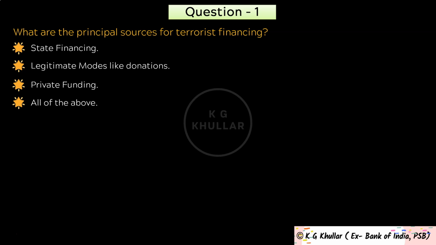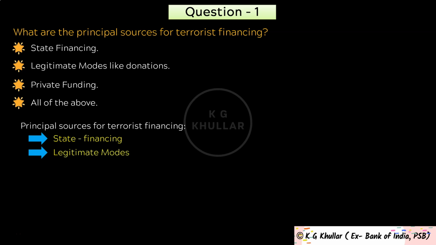Now friends, we have already discussed terrorist financing in the previous theory lecture. So please note there are three types of principal sources of terrorist financing. First is state financing. Now this happens in case of state sponsorship of terrorism. Friends, in such cases, separate entities are created with organizational and financial support of the state.